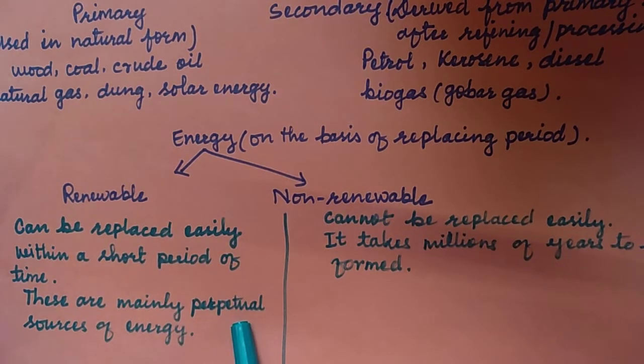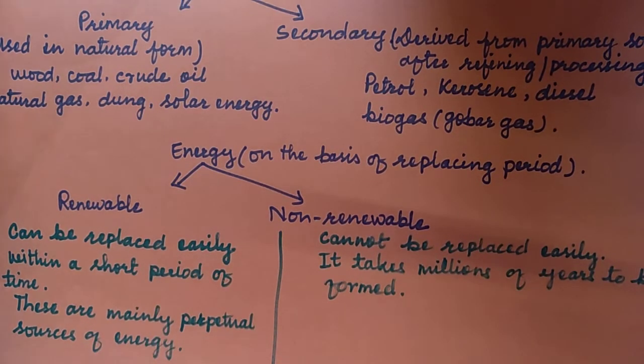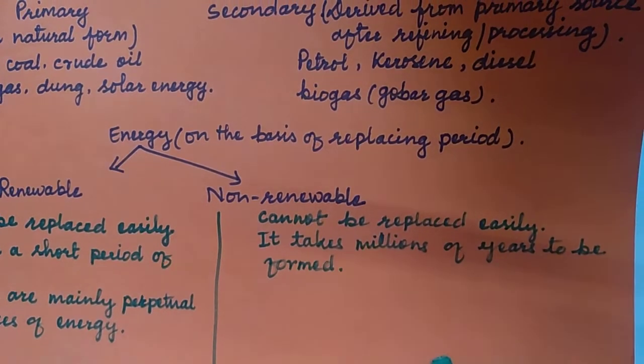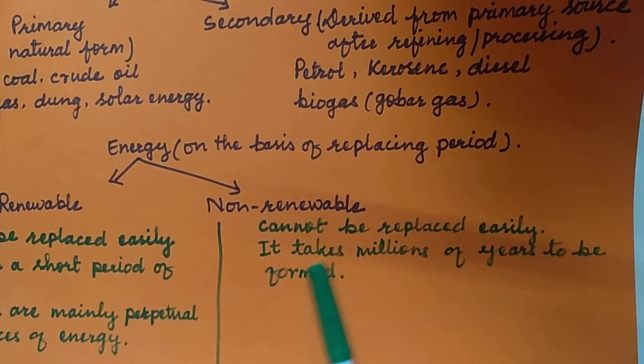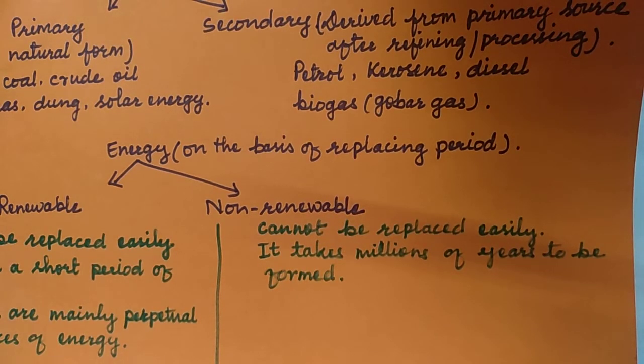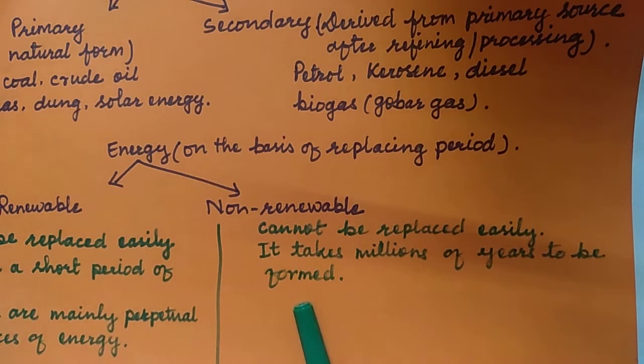So perpetual sources of energy are considered as renewable sources of energy because they are replaced immediately after they get exhausted at a particular place or time. Non-renewable sources of energy cannot be replaced immediately. It takes a long period of time for these forms of energy to be formed. It takes millions of years to be formed. So these are non-renewable sources of energy.